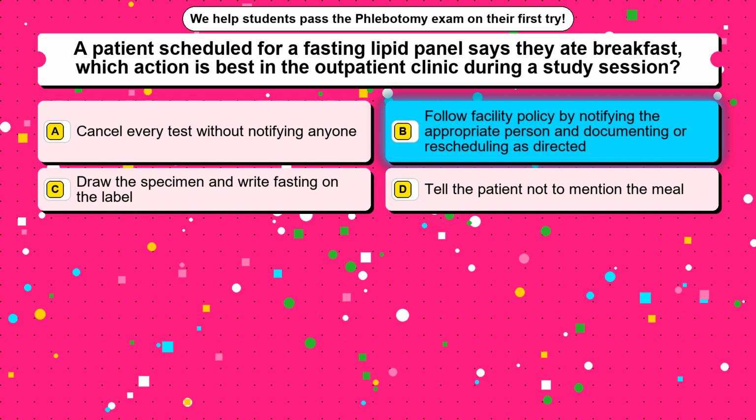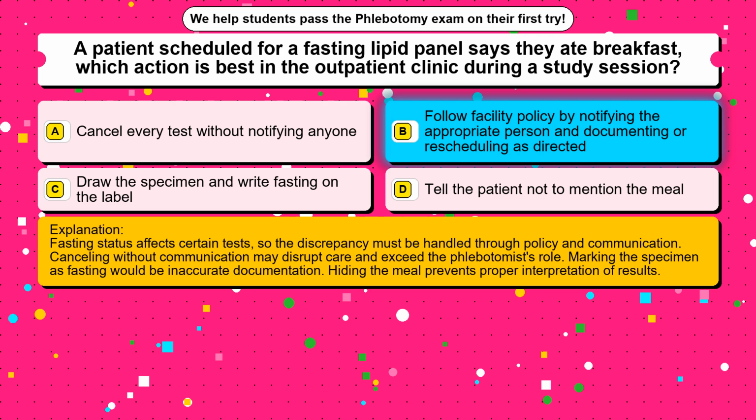The correct answer is option B. Follow facility policy by notifying the appropriate person and documenting or rescheduling as directed. Fasting status affects certain tests, so the discrepancy must be handled through policy and communication. Canceling without communication may disrupt care and exceed the phlebotomist's role. Marking the specimen as fasting would be inaccurate documentation. Hiding the meal prevents proper interpretation of results.